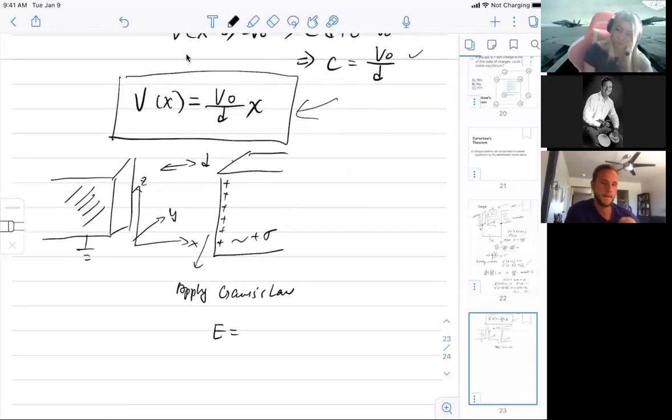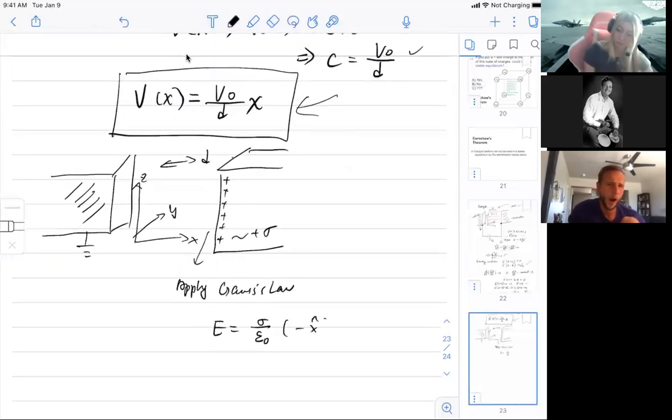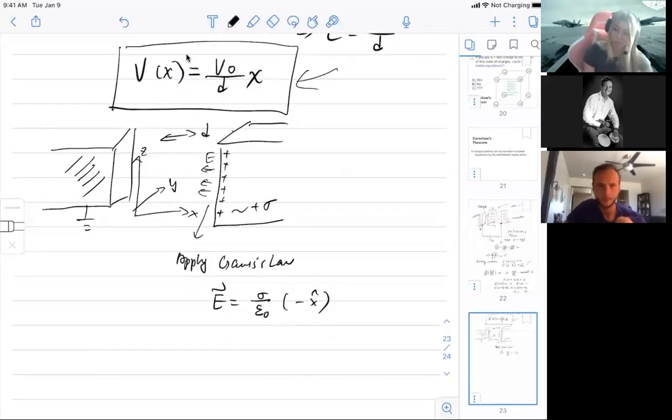You will find E is sigma over epsilon naught. Again, sigma over epsilon naught, true epsilon naught, because this is a conductor. It's different from an insulator equation. Pointing to the left, right here, you have your E in this direction. And E is related to V.